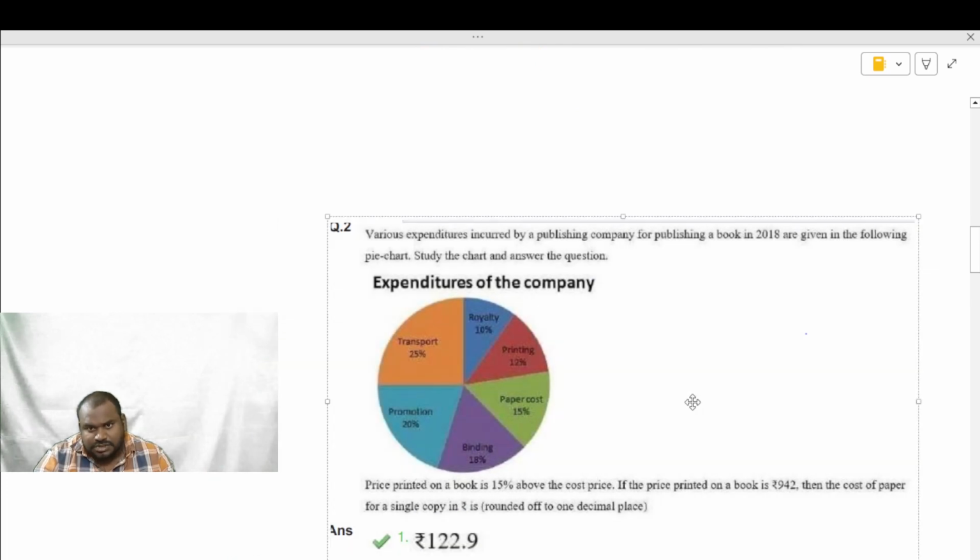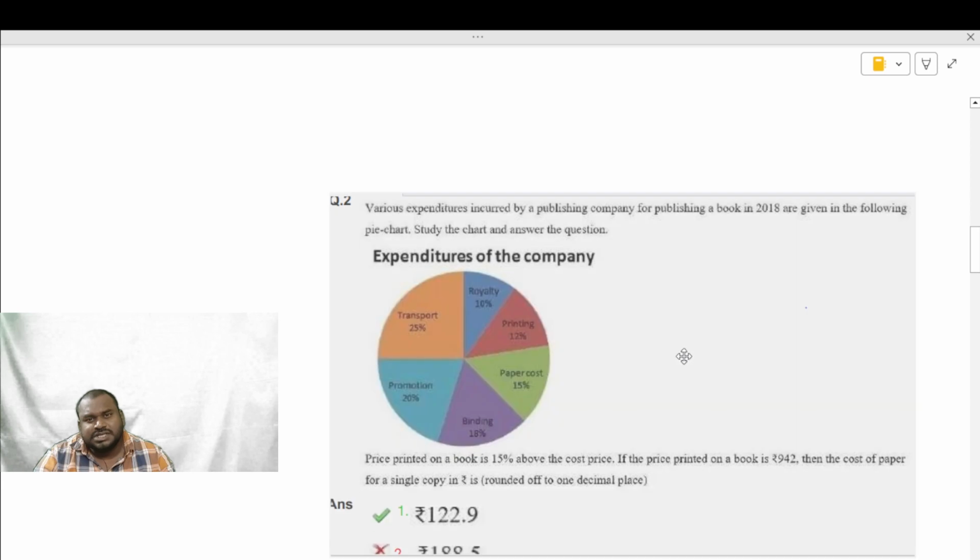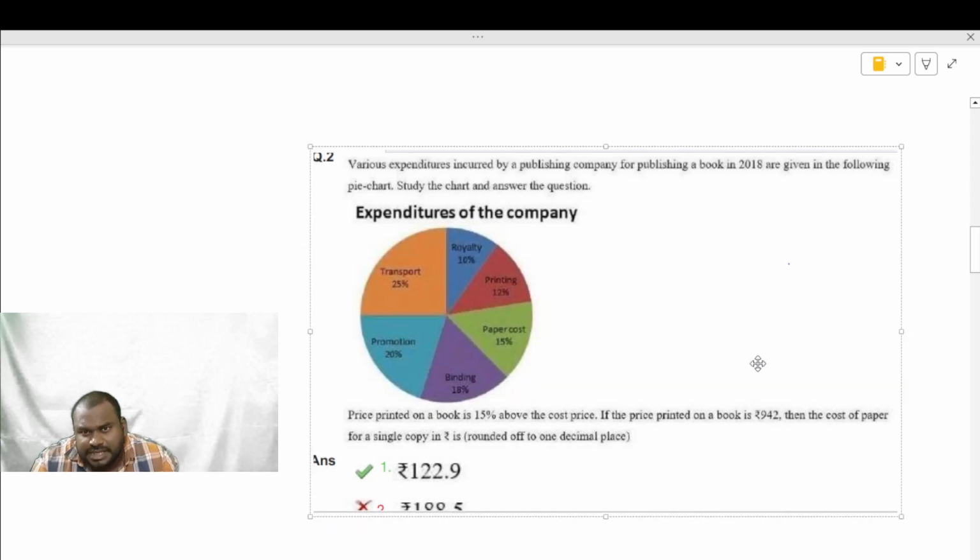Now, coming to the other question: various expenditures incurred by a publishing company for publishing a book in 2018 are given in the following pie chart. Study the chart and answer the question. Nowadays, in SSC CGL, not only in SSC CGL, in the toughest exams, percentage will be in the form of pie charts. So you should solve various kinds of questions which are in pie charts. These questions are from previous SSC CGL only.